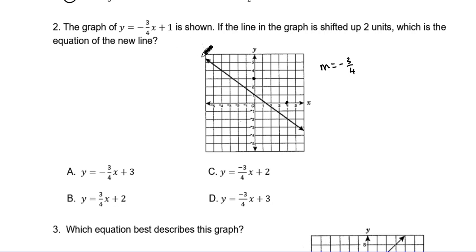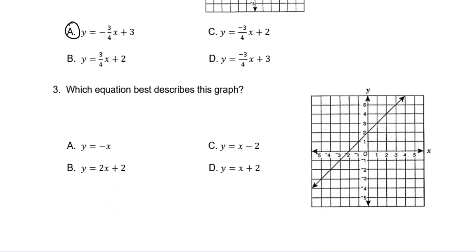You can find 2 points. It's right here, but I can also show you on the line. It's -3, 1, 2, 3, over 4, 1, 2, 3, 4. And then the y-intercept of this line is shifted up 2, so the y-intercept would have to be right there at 3. So my equation will be y equals -3 over 4 x plus 3. And that's about it.